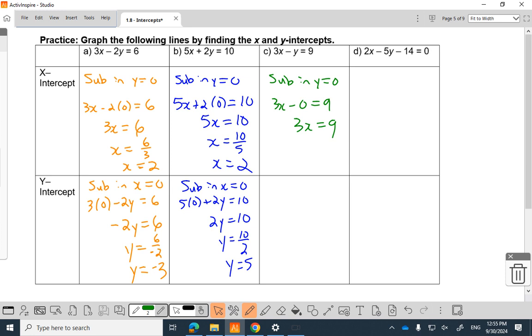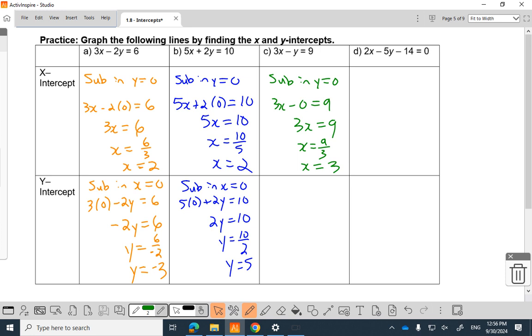Final step there. Divide it. Yeah, good. Divided by 3. And 9 divided by 3 is 3. Let's do the other one before we go graph them.